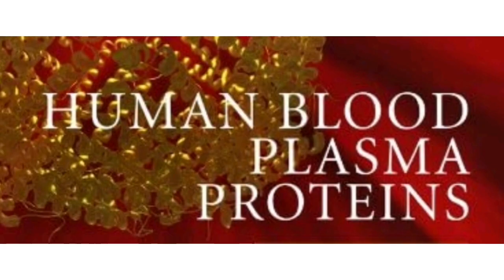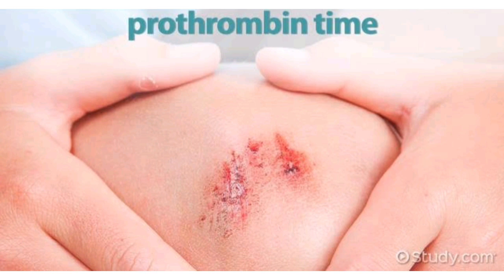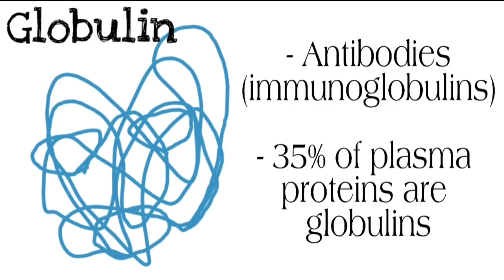The plasma proteins are as follows. Fibrinogen. It helps in blood clotting as well as hemostasis. Prothrombin. It only helps in blood clotting. Albumins. It maintains the osmotic balance or the osmotic pressure of the blood. Globulins. It is used for the defense mechanism, and it acts as antibodies and provides immunity.